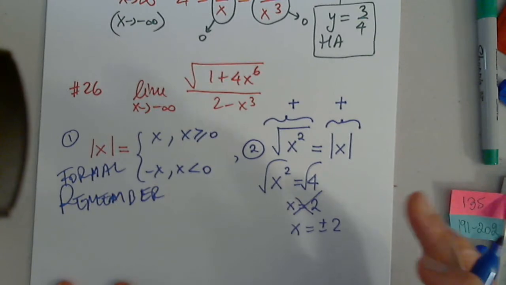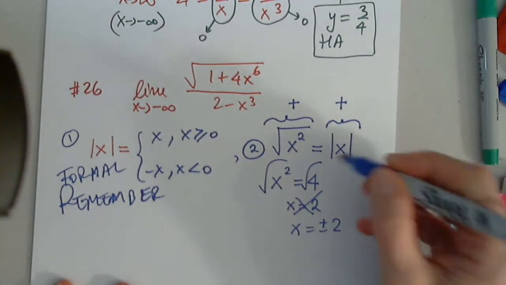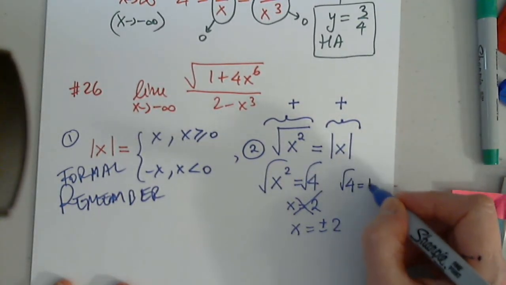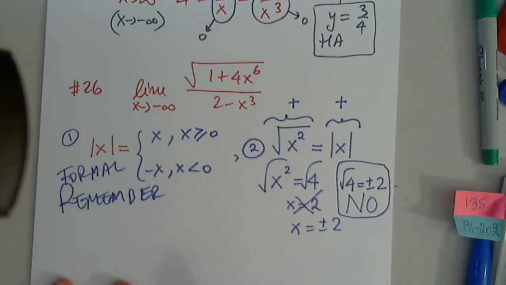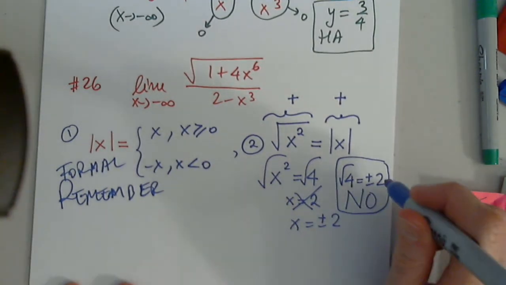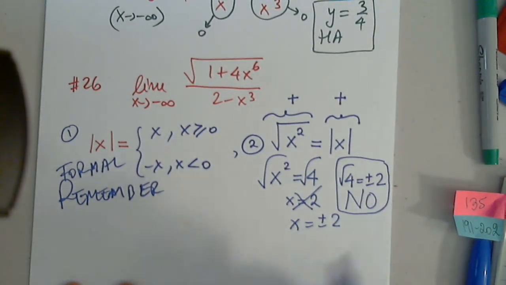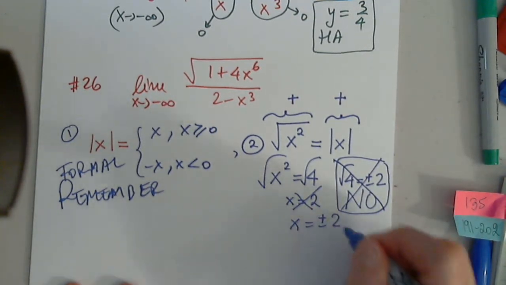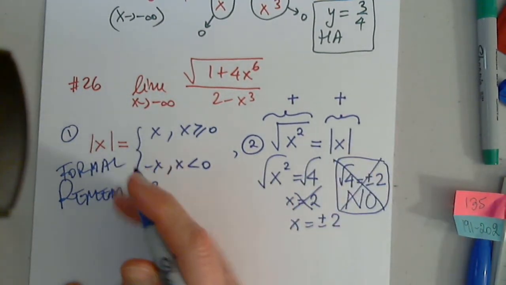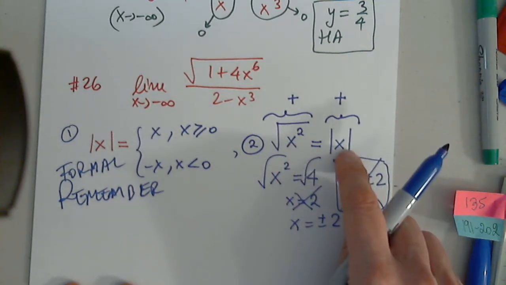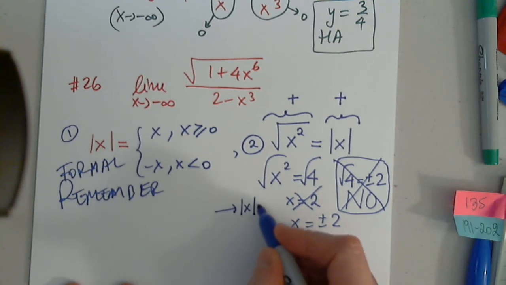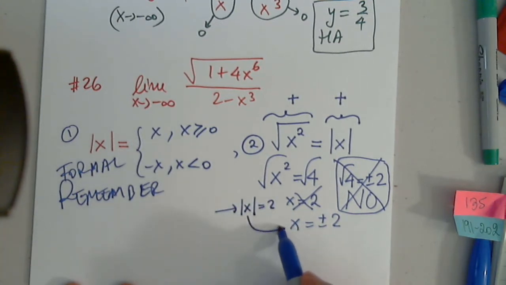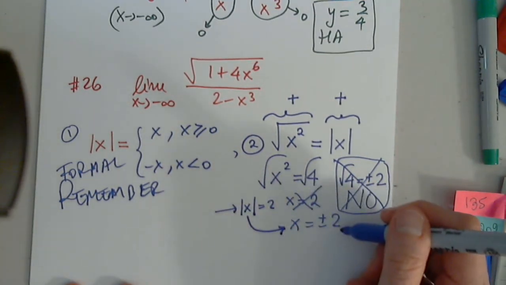And I hear my students sometimes say, oh, yes, of course, because the square root of 4 equals plus or minus 2. No. The square root of 4 does not equal plus or minus 2. The plus or minus comes from this side because the square root of x squared is the absolute value of x. So there is an intermediate step here, the absolute value of x equals 2, that changes into this. It's a quadratic equation. I have to get 2 solutions.